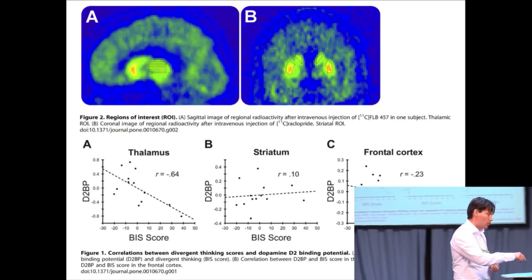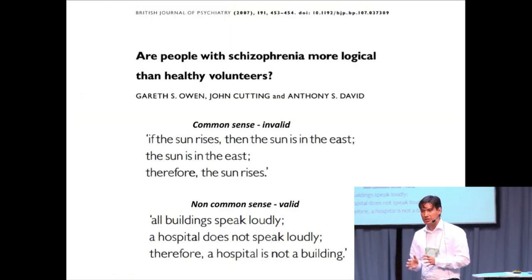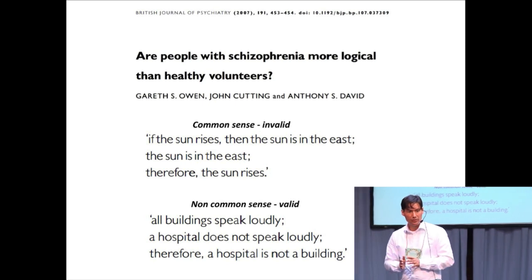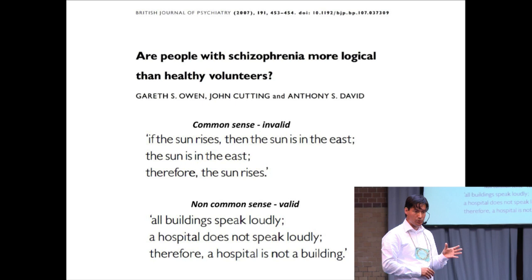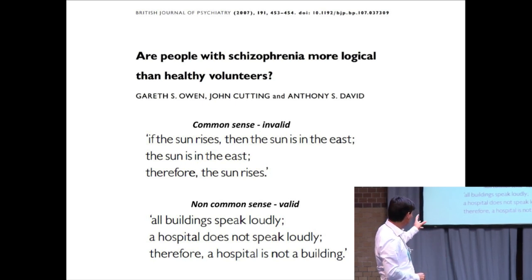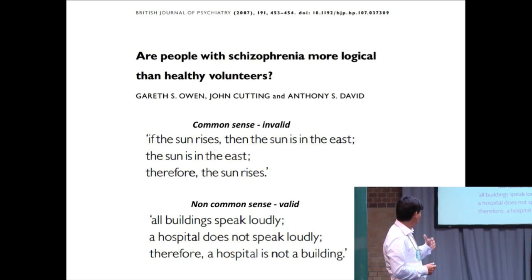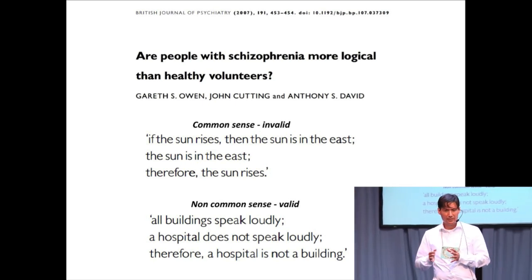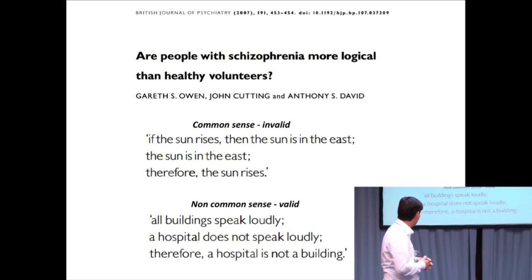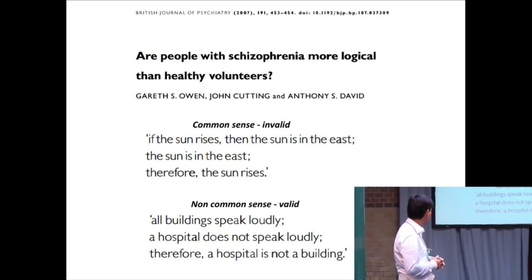And in fact, one study looking at patients with schizophrenia and healthy controls shows that schizophrenic patients are actually superior to healthy controls when it comes to logical conclusion. So what they did was to put two different sets of conclusions, one dubbed common sense invalid. So for instance, if the sun rises, then the sun is in the east. The sun is in the east, therefore the sun rises. So that's logical. But we know that it actually doesn't rise in the east. And the other one was the non-common sense: all buildings speak loudly, a hospital does not speak loudly, therefore a hospital is not a building.